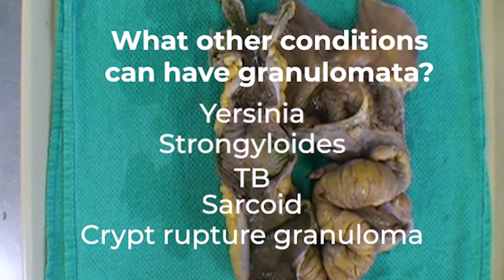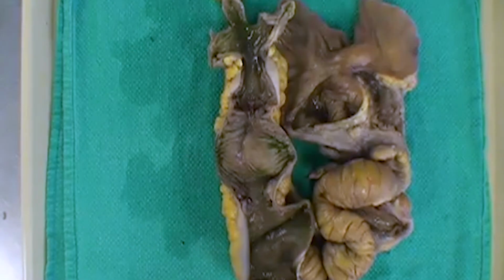TB, Yersinia, Strongyloides, and other infections can certainly give you granuloma. Those are very important to recognize because the treatment for Crohn's disease is typically immunosuppression, which obviously you don't want to give if you're dealing with an infection. So it's important just to keep that in mind.